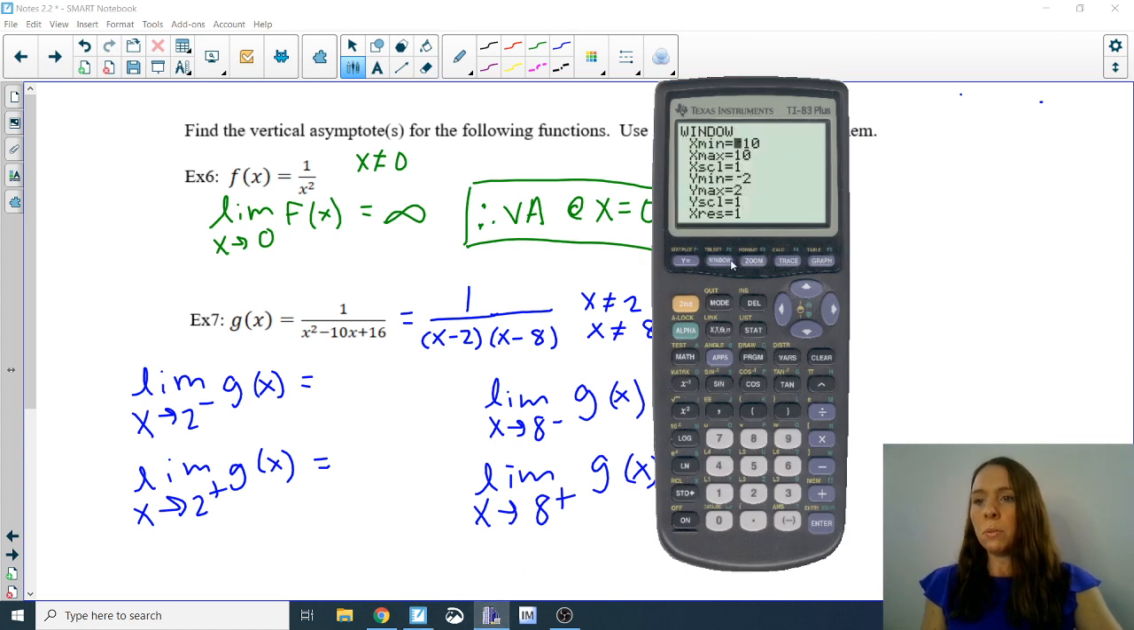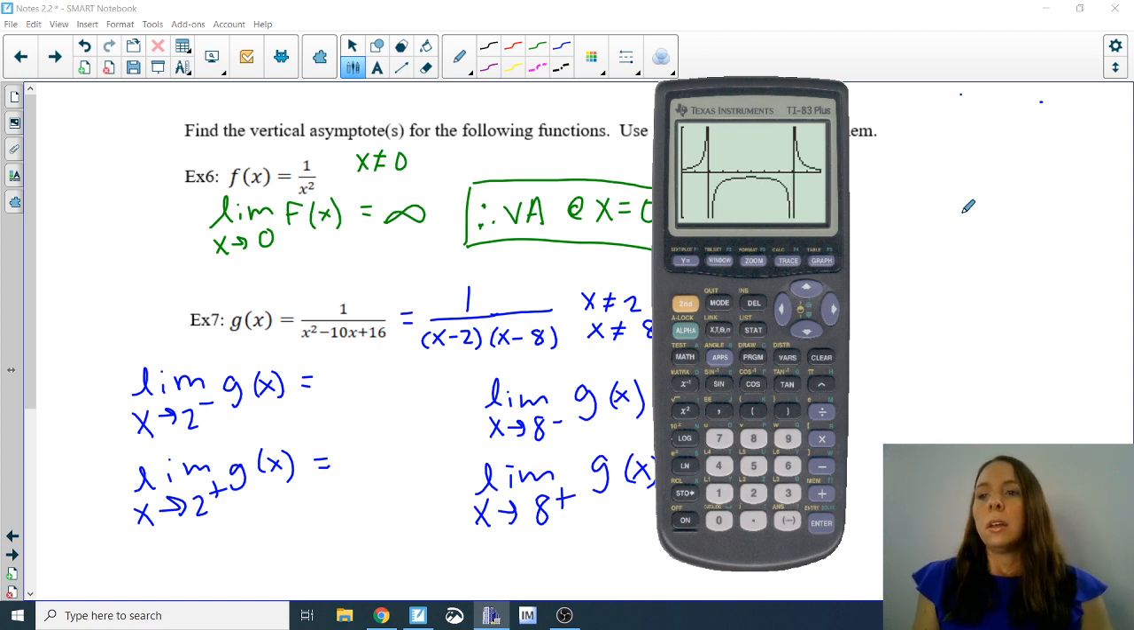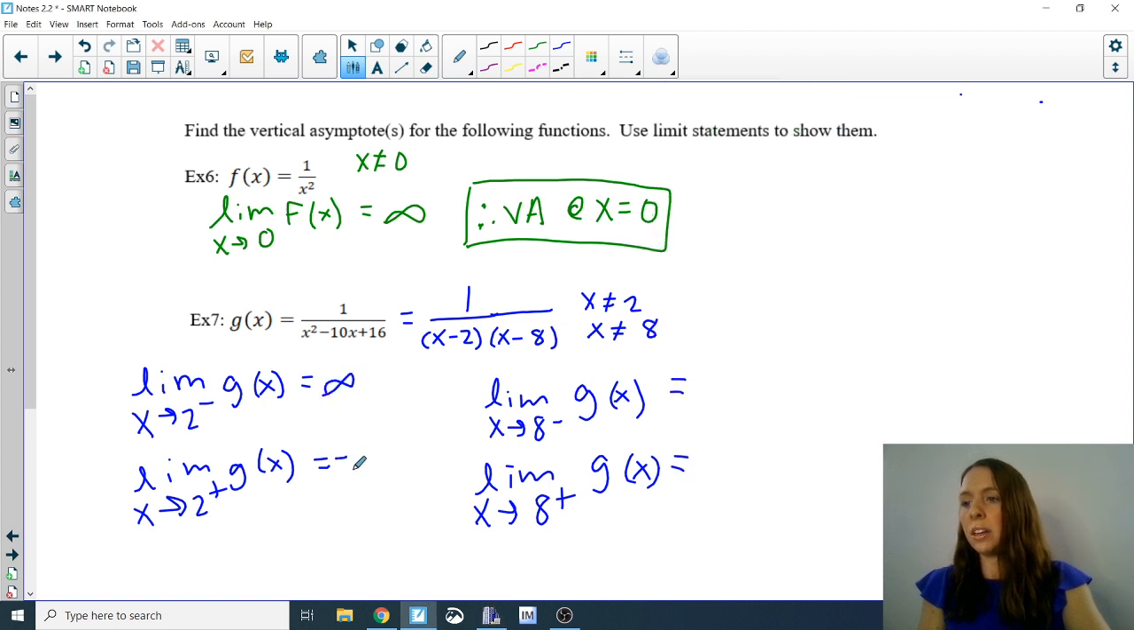Going back to that graph one more time, and I'm going to fix my window again, just so we can see it nicely. We don't need to see all of this. Let's do an x-min of 0. There we go, that's pretty. For the first limit, the limit as x approaches 2 from the left, start somewhere to the left of x equals 2, move toward x equals 2, and what you see is that you're going toward infinity. On the other side, start somewhere to the right of x equals 2, move toward x equals 2, you'll see that it's going down to negative infinity. So we'll put an infinity here and a negative infinity here.